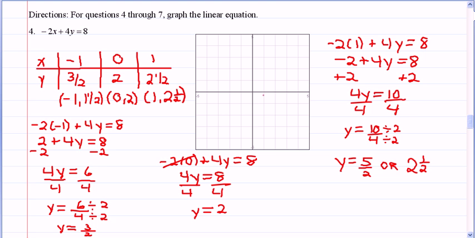So now I go to my graph, and I graph all 3 points, starting with negative 1, 1.5. So I go left 1, up 1.5. And then 0, 2, I just go up 2. And then 1, 2.5, I go right 1, up 2.5. I connect the points, and there's my line.